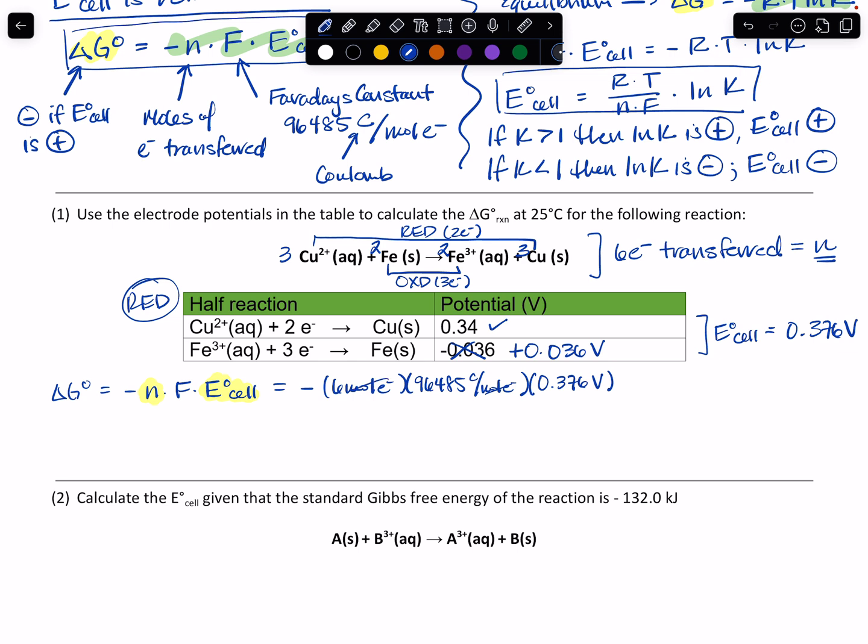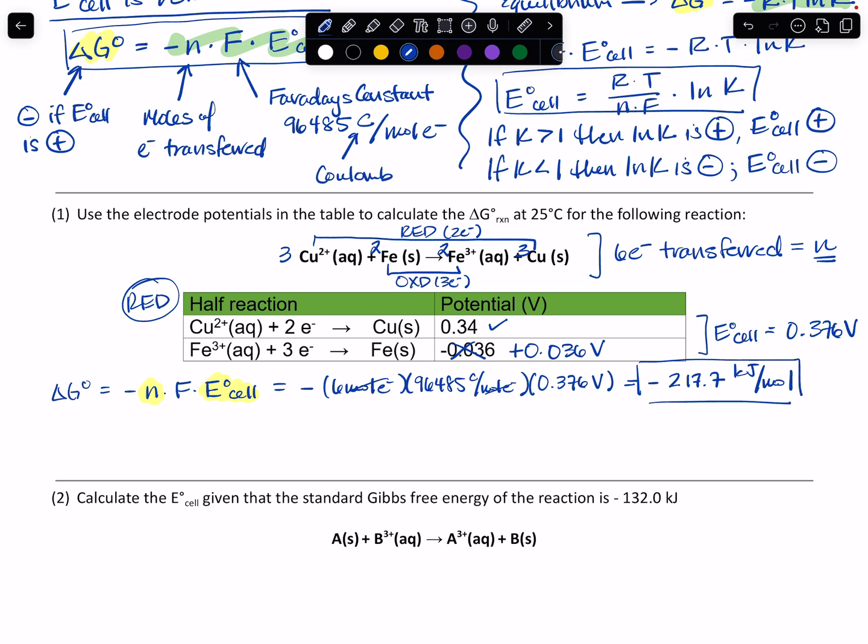All right, we could do some fancy unit math here, but just trust me that when you're finished with this calculation, if you take your volt and convert it into the compound unit that it represents, you can end up with kilojoules. So we're going to end up here with negative 217.7 kilojoules per mole for our delta G value.